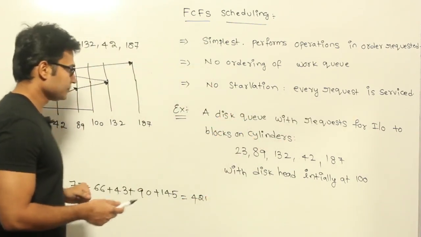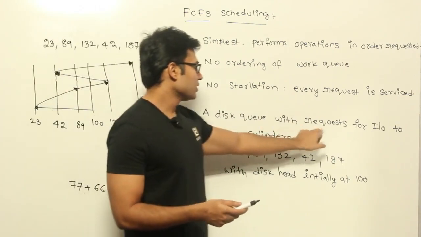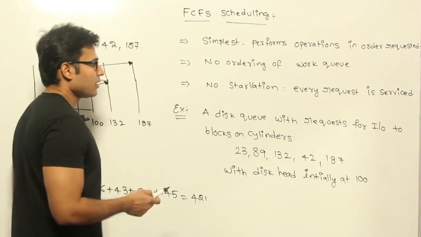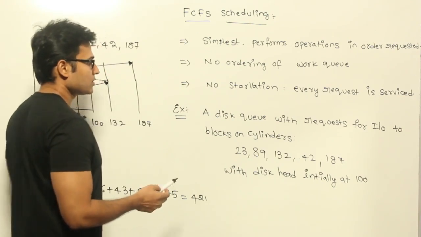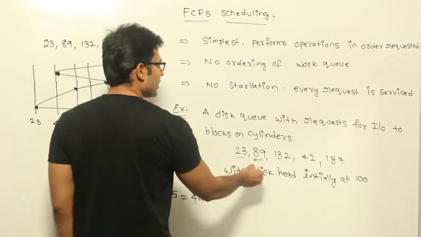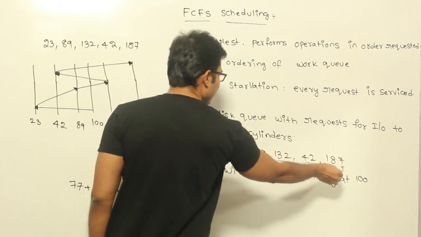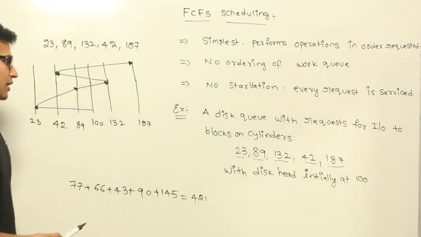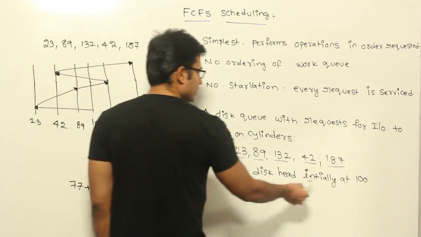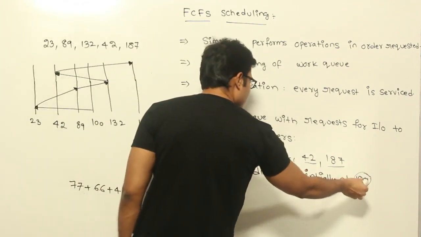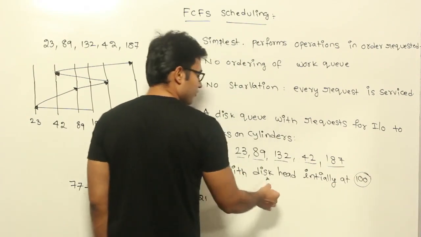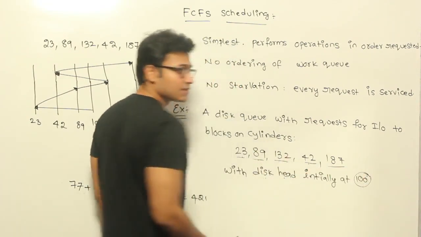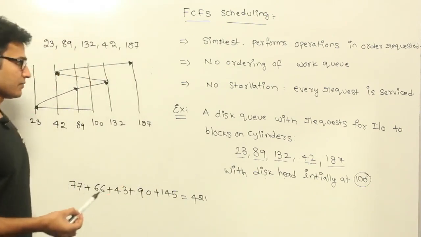Now let's see an example. A disk queue with requests for I/O to blocks on the cylinders. Let us say a disk is given and the I/O requests are like this: 23, 89, 132, 42, 187. Let us say these are all the requests for I/O in that order. Initially the disk read write head is at cylinder 100. Now if this is the order in which I got the requests, how does FCFS work?